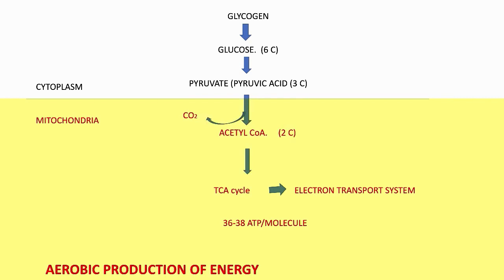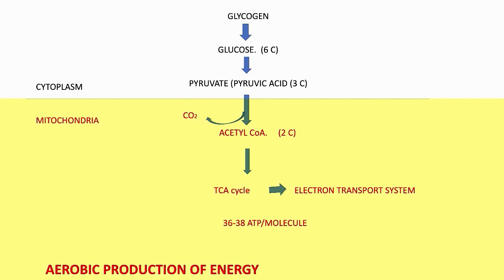So pyruvic acid, a 3-carbon molecule, is going into the mitochondria and forming a 2-carbon molecule with that 1 carbon splitting off as CO2 and being exhaled. Acetyl-CoA then goes through a whole lot of reactions. Each step of these reactions through what's called the TCA cycle and the electron transport system, and no, you don't have to remember that, but each one of these releases ATP. And that's why aerobic respiration results in the production of a lot more energy.